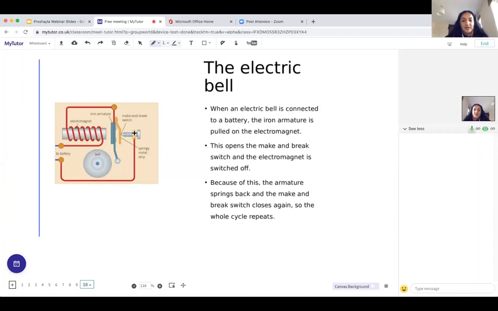Okay, so when an electric bell is connected to a battery, the iron armature is pulled on by the electromagnet. This opens the make and break switch and the electromagnet is switched off. If the make and break switch is open, the electromagnet has no current going through it and is not magnetized. Because of this, the armature springs back and the make and break switch closes again. So the whole cycle repeats. It's about this magnetizing and demagnetizing, using the current being turned on and off to create this ringing effect. It hits and goes away, hits, goes away, hits, goes away. And that's the ringing that we hear of the bell, because of this really quick turning on and off of the current, and therefore the magnetization and demagnetization of the electromagnet.